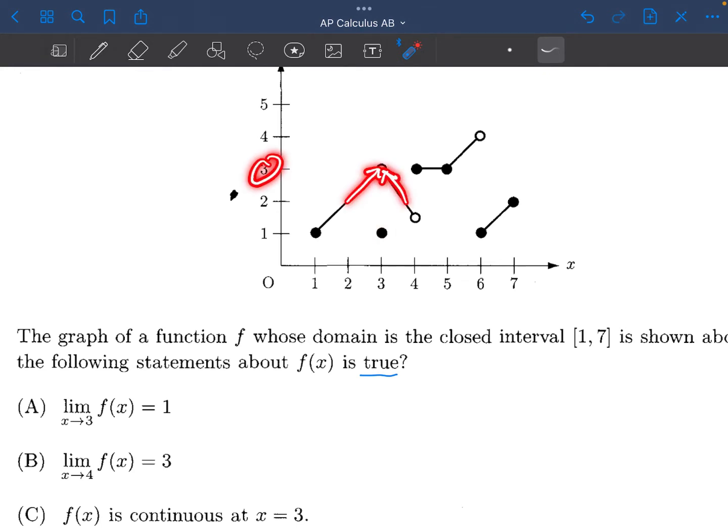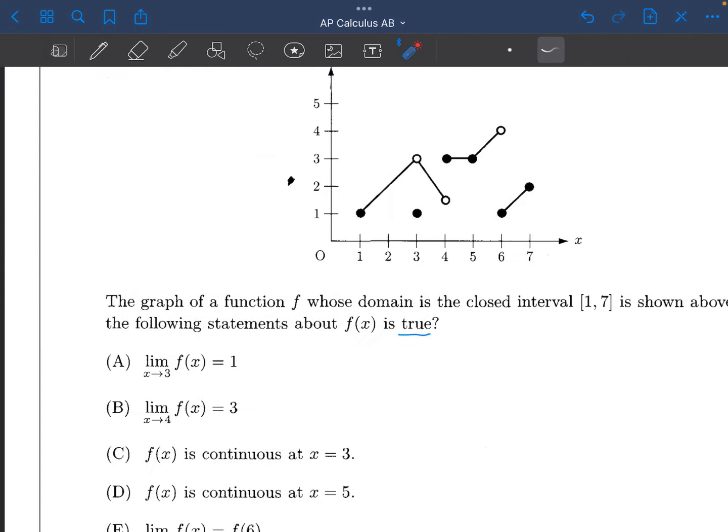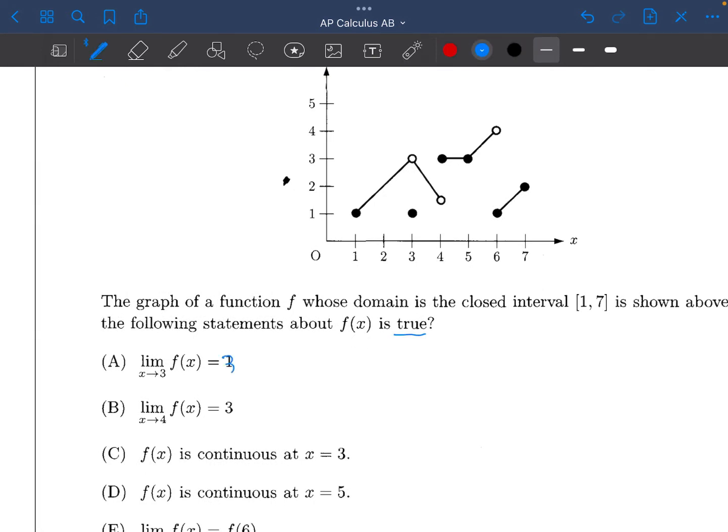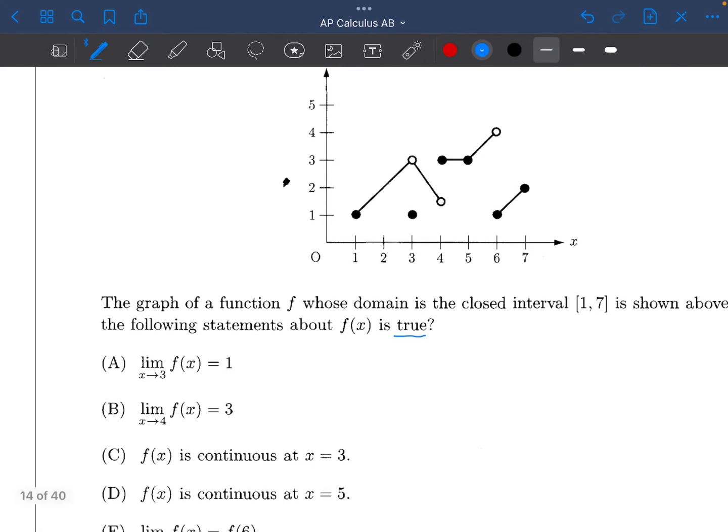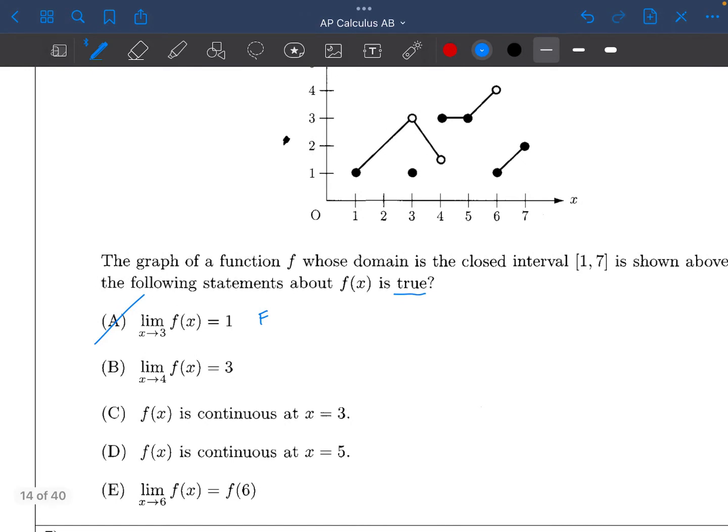It seems to approach a height of 3. So if they had written a height of 3 right here, then that would have been correct, but they did not. So this one is false. I'll put a little F here and cross that off. That is false. What about part B?